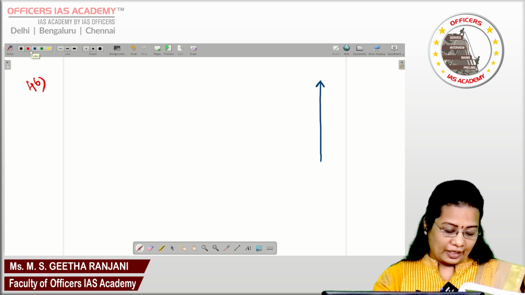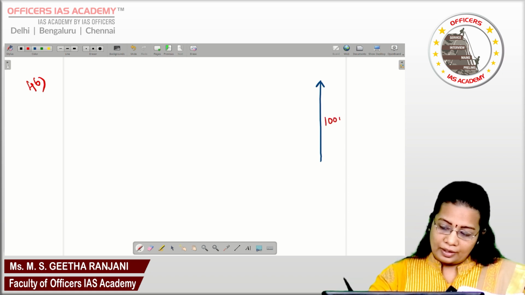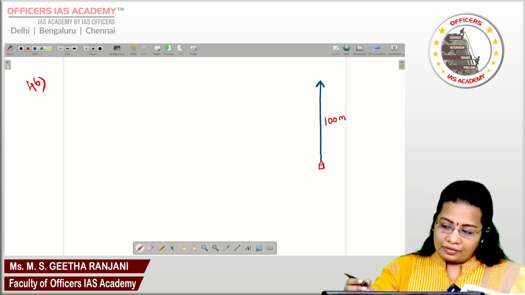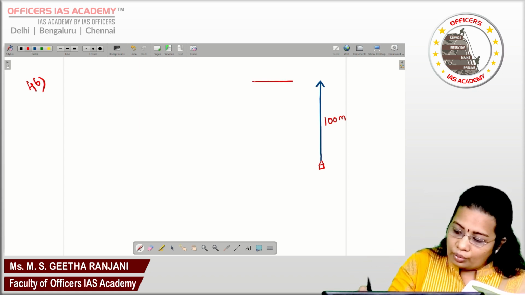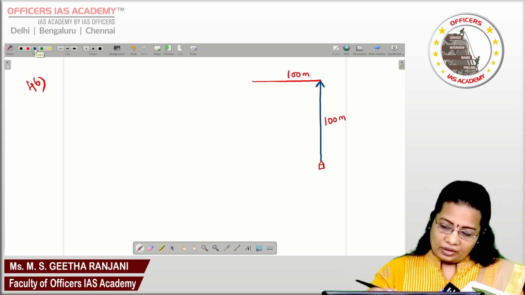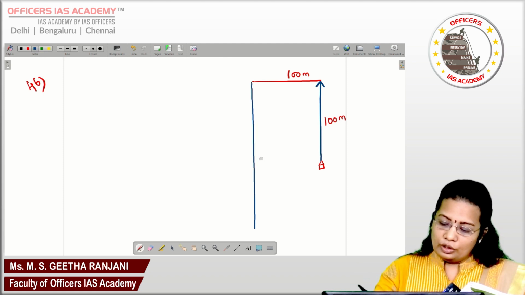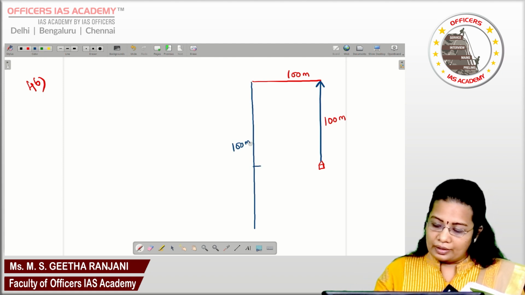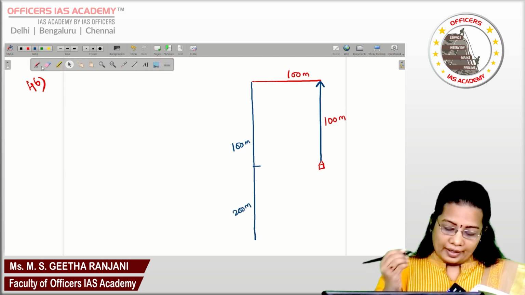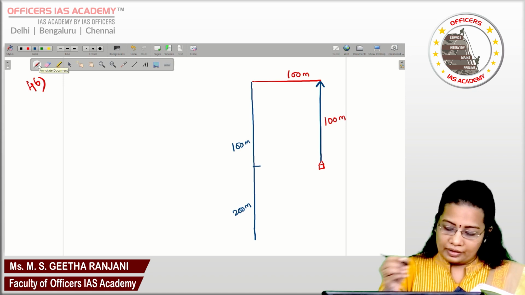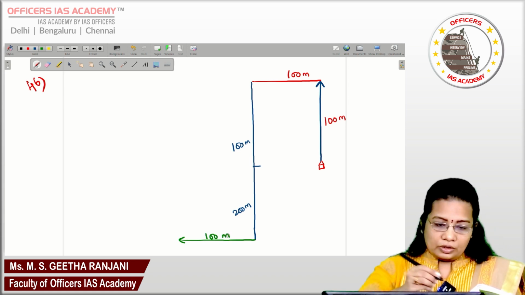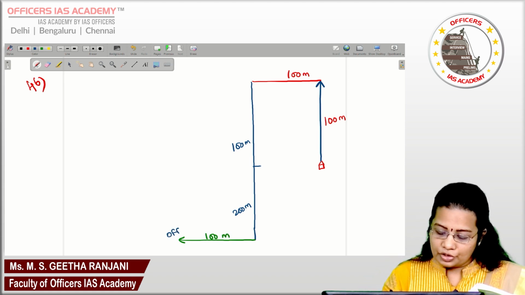So here I have taken, he is going 100 meters from his house. After this, further he is going towards the left 100 meters, and again from this point he is going 300 meters. So up to this we can consider this is 100 meters, and here further he is going 200 meters. Then next, he is going 100 meters in this direction. So this place we can consider his office is situated.